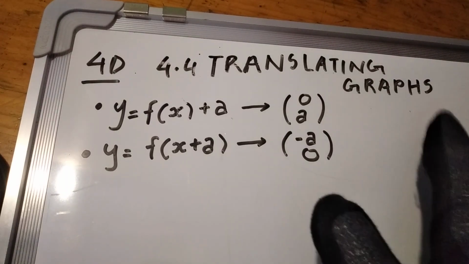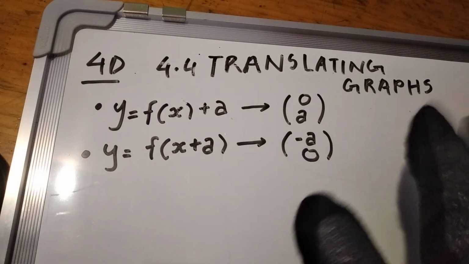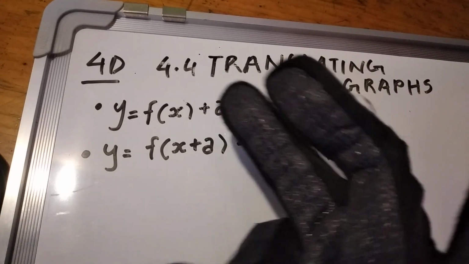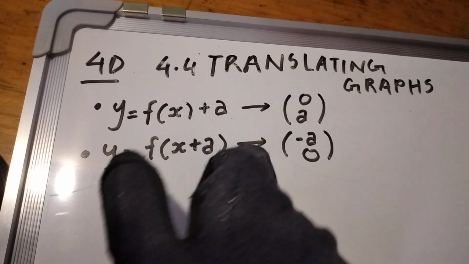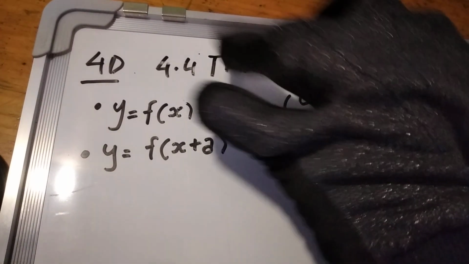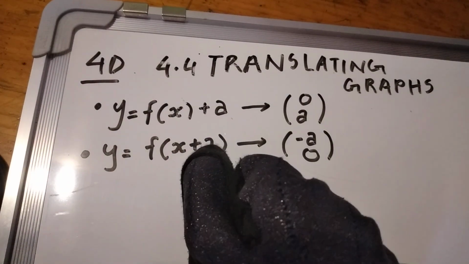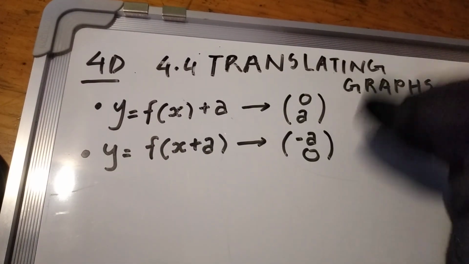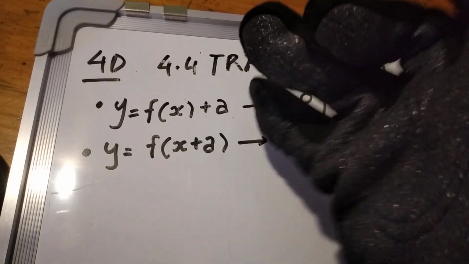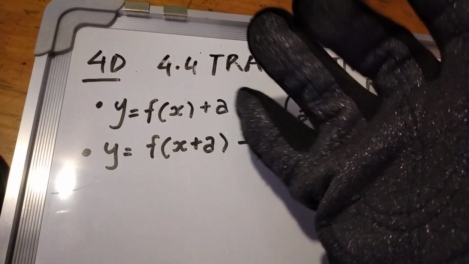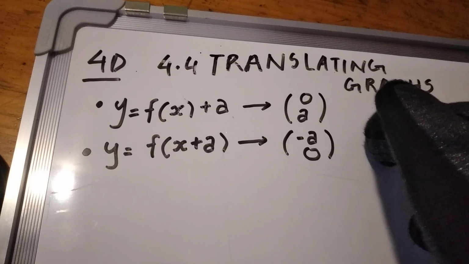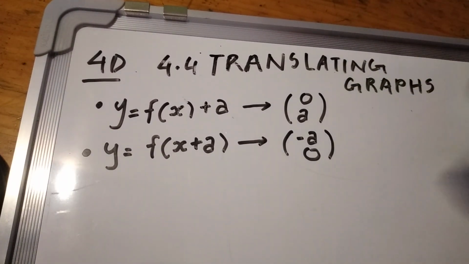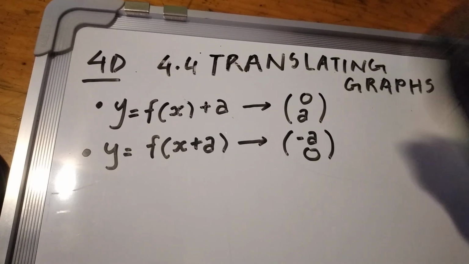Hello everyone, today's topic is translating graphs. I'll show you two formulae and explain them. First is y equals f(x) plus a. You see the difference here: in the first, the a is separately outside of f(x), and in the second, the a is inside the bracket. There's a significant difference. In the first case, the y value will be translated and there will be no difference in the x value, the x coordinate, right?